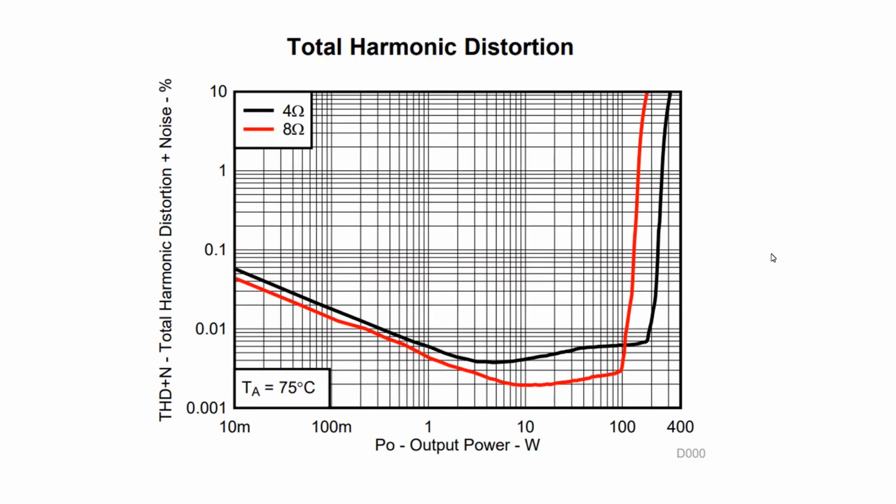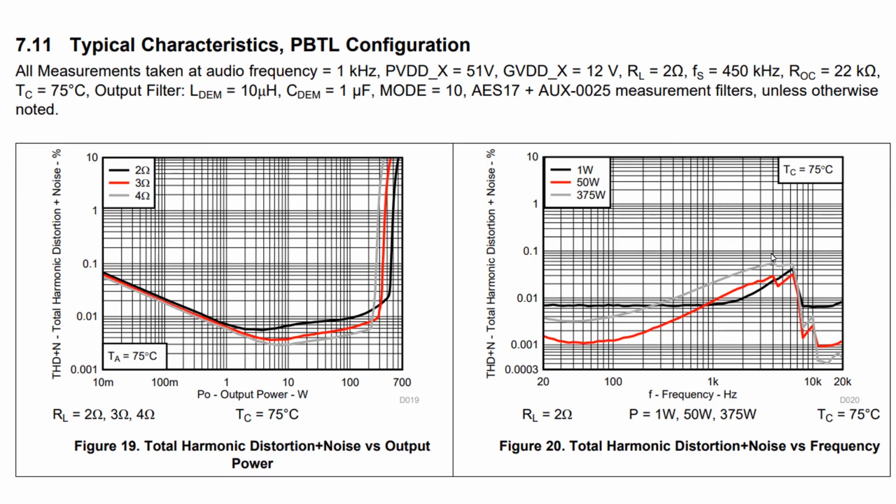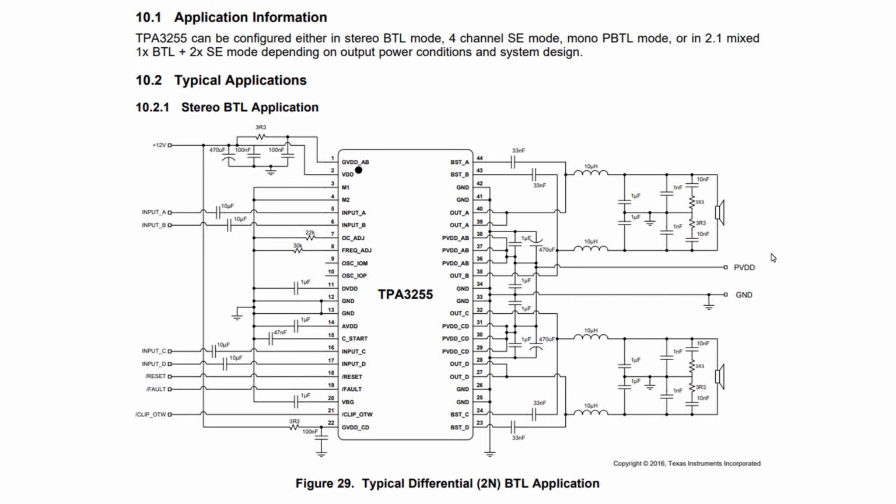Output power up to 200 watts on 4 ohms. Total harmonic distortions, great. All outputs in parallel to drive 2 ohm load up to 600 watts. Maybe used for applications where 2 4 ohm woofers are set in parallel connection. Still acceptable performance. Typical stereo BTL application. This is the most popular design that I have seen.